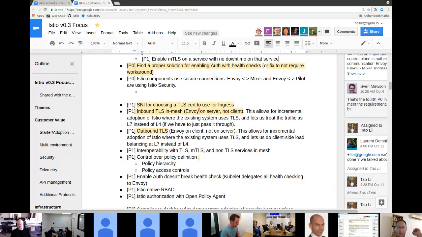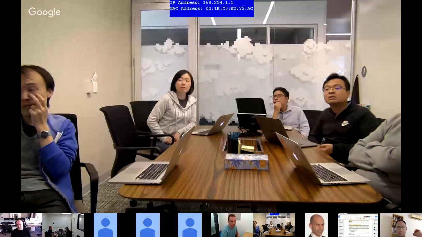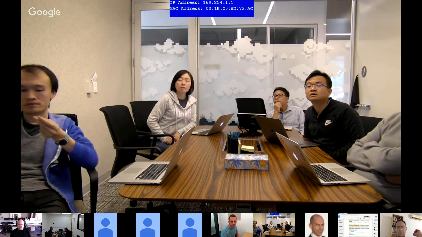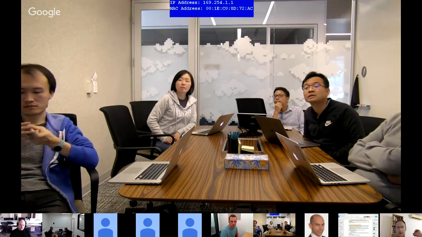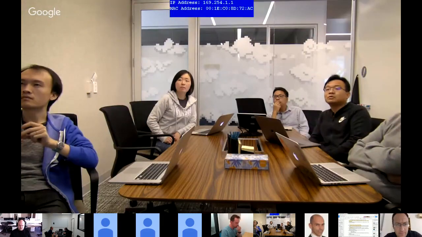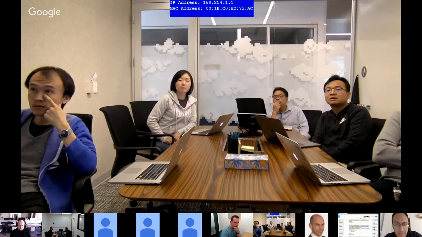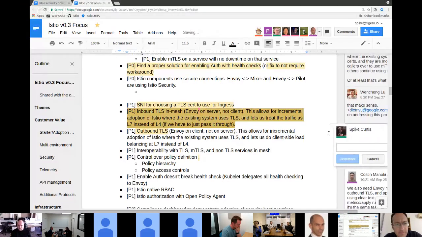This is where you've got a service and it's already using TLS, and then you want to put Istio in and have the TLS terminated at the Envoy. Is that what this is, or is this something else? Let me take a look. That's true traffic. I think we want to forward, right? No. Let us treat traffic at L7. That's confusing. I don't know who put this one here. Okay, well, I will have an action item. Yeah, I don't know what the goal is.